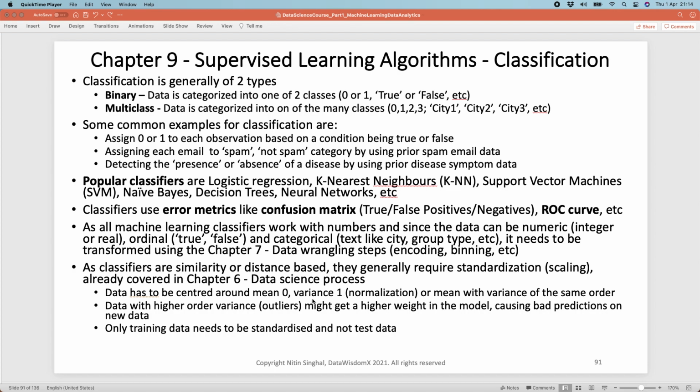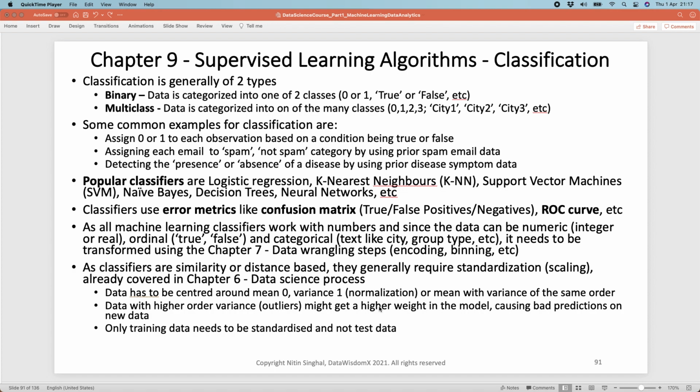So you need to center the data around the mean with mean 0 and variance 1, which is your normalization, or you can have a mean with the variance of the same order. So effectively, you want to reduce the variance in the data. This is done to prevent the outliers from getting a higher weight in the model, which could result in bad predictions for the new data.